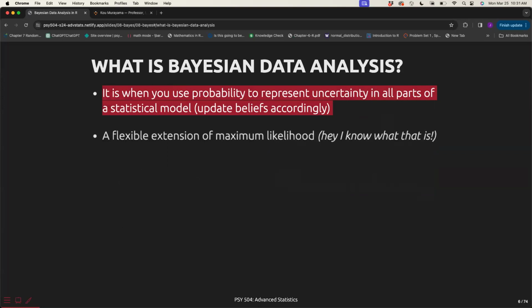Bayesian data analysis is a very flexible extension of maximum likelihood, which we've covered in this class before, right? So we know what maximum likelihood is, we know what likelihood is. Does someone want to remind us what maximum likelihood is? So if you're paying attention to Ham and Alex's presentation, what's the definition of it?